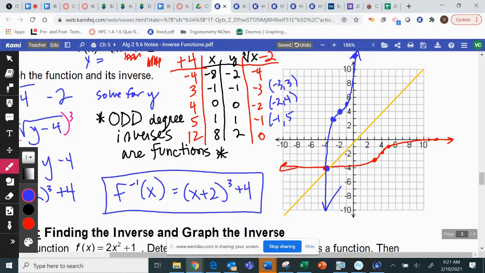And if you turn the graph, or you turn your head and you look at that yellow line, these two graphs should look like they are symmetric, like they could fold on that yellow line and all the points would match up.